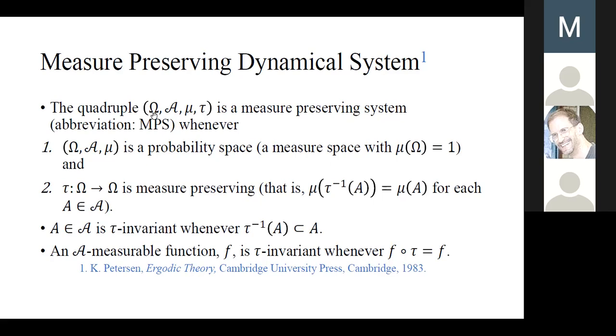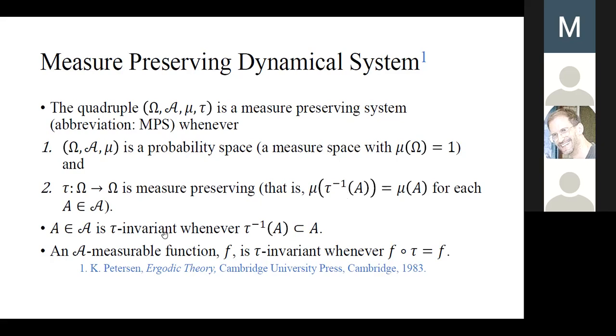So let's remember that a measure preserving dynamical system in the classical case is represented by the quadruple (Omega, A, mu, tau). We'll use the abbreviation MPS. Here (Omega, A, mu) is a probability space, and tau, a mapping from Omega to Omega, is measure preserving, meaning that the measure of the pre-image under tau of A is equal to the measure of A for each A in the sigma algebra.